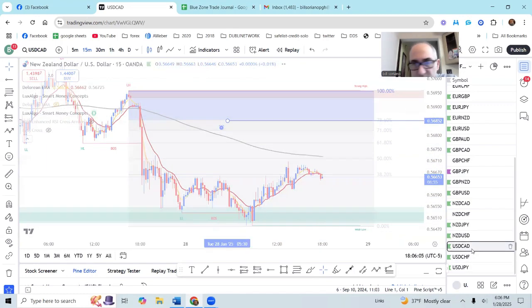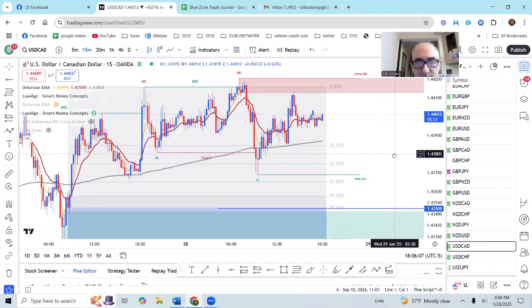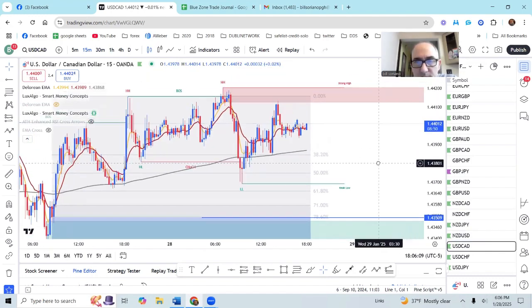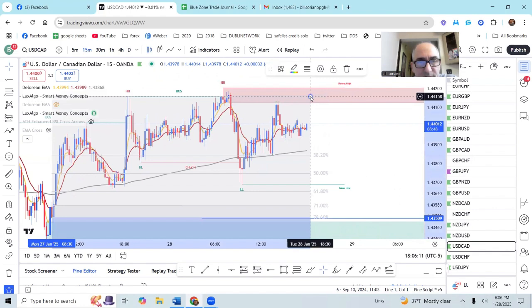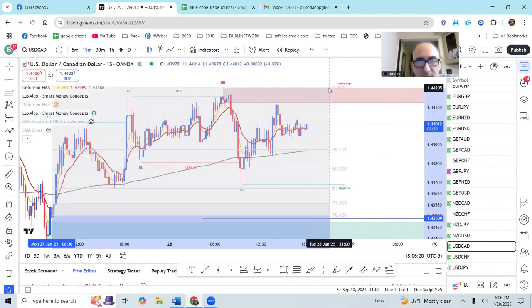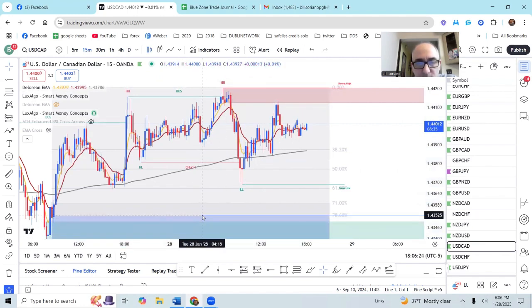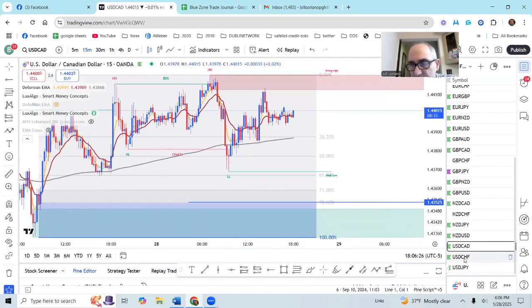USDCAD. This one just got a break of structure to the upside here, but there was no new order block identified here with the software. So that means we stick with the current fib that we have, just adjust it a little bit.